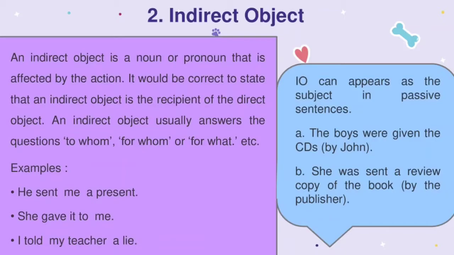Selanjutnya, indirect object dapat muncul sebagai subjek dalam kalimat pasif. Misalnya, A: the boys were given the CDs by John. The boys di sini sebagai indirect object yang berkedudukan sebagai subjek. Dan B: she was sent a review copy of the book by the publisher. She adalah indirect object sebagai subjek.